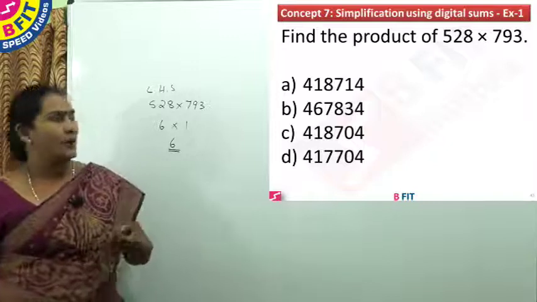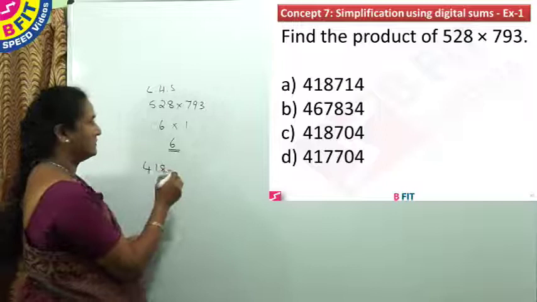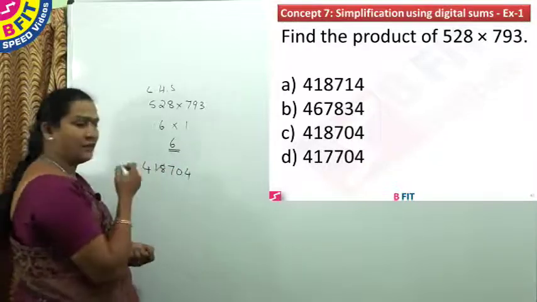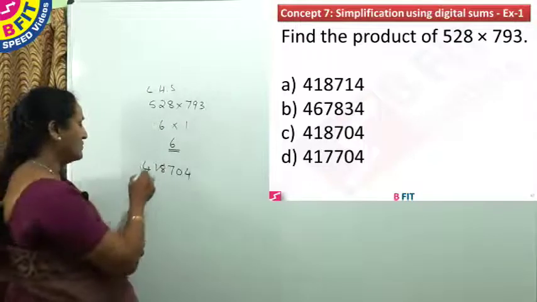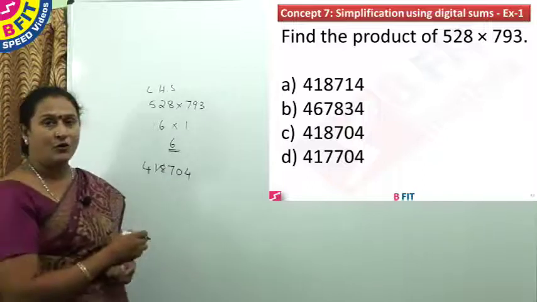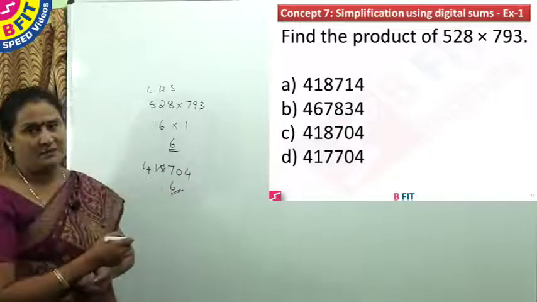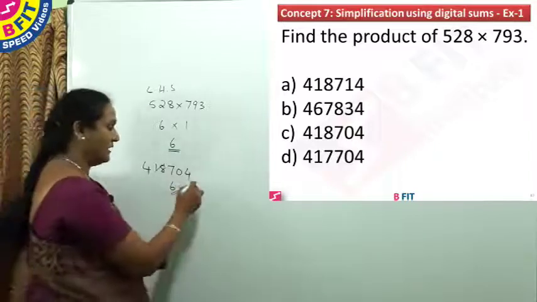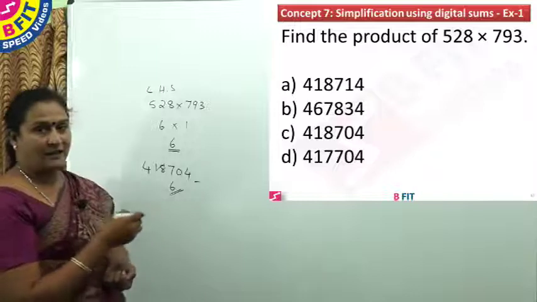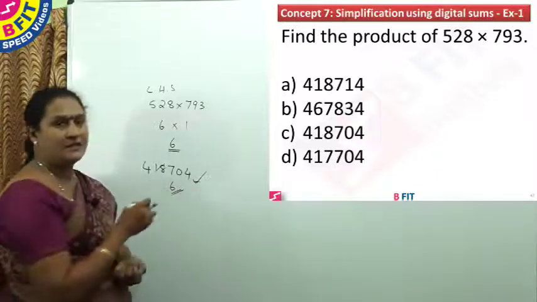And now we'll check for option C. So 418704. Now we can leave this 8 and 1 because it is 9. So add 4 and 7, it is 11. So 11 plus 4 is 15. So 15 when you add, we get the digital sum as 6. So this can be the answer. So we'll check for option D also. And if it has another digital sum, we'll fix that C is the answer.